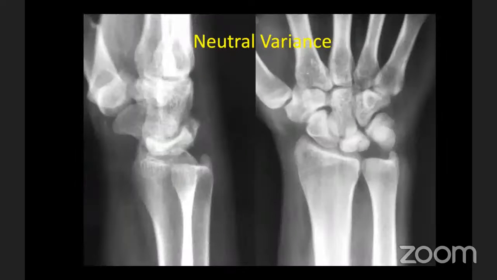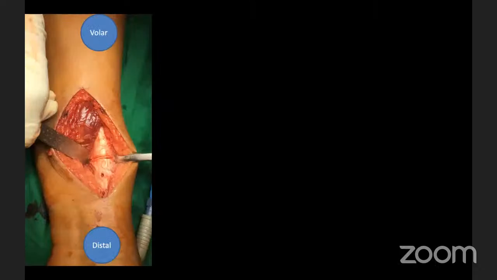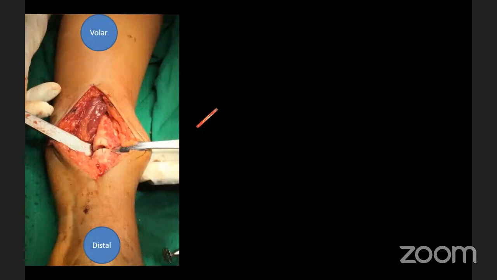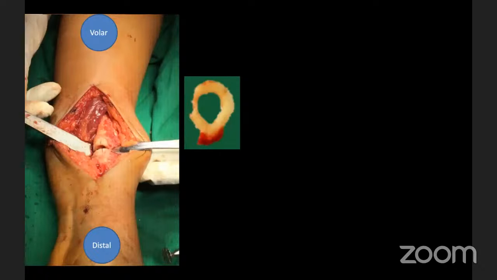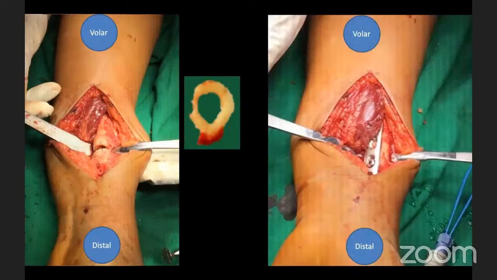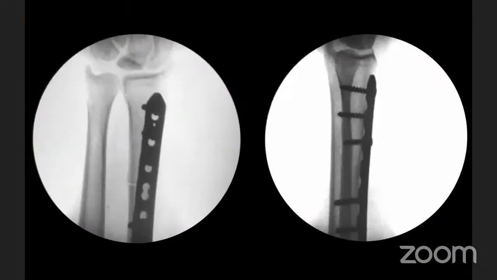Now let's get back to the same case that we discussed before. This is a case with a neutral variance. I would, without any hesitation, do radial shortening even for a neutral variance. This is how the wafer was cut, and that is the wafer that comes out, and a plate is applied volar side.